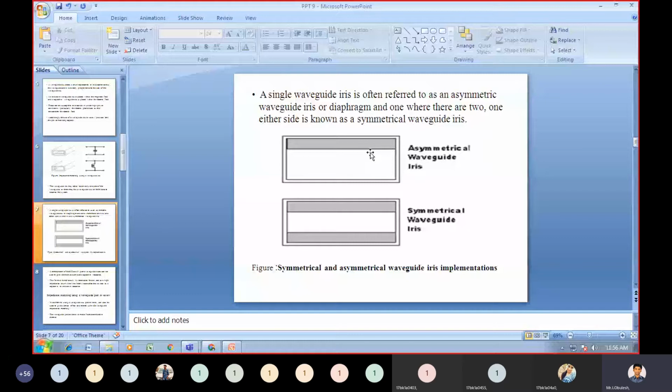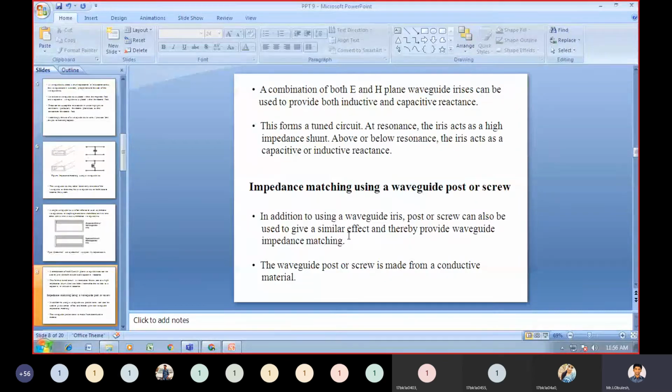A combination of both E and H planes means that both the electric field and magnetic field planes of waveguide irises can be used to provide both inductive and capacitive reactance. If you have a combination of both fields, it means that you have both planes, electric field and magnetic field, in the waveguide irises, which will provide both inductive and capacitive waveguide irises.